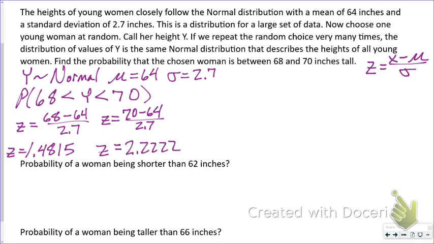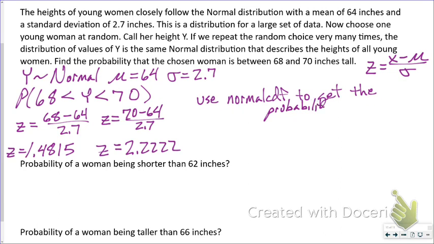And then this is the part where some people were confused. We're going to grab our calculator. We're going to find normal CDF to get the probability.